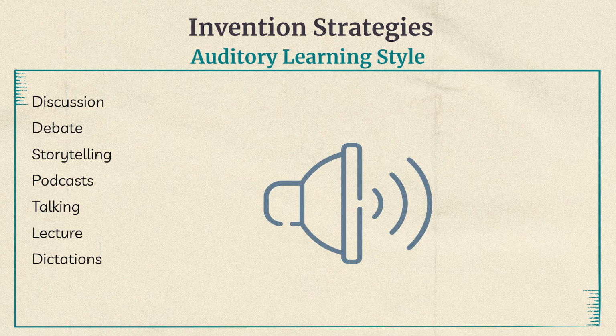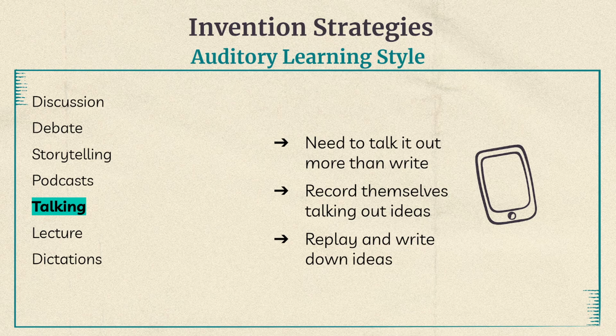Next, we have auditory learners. The first invention strategy we will discuss is talking. Jennifer Byrne suggests tapping into the oral tradition and having students talk through their ideas and what they want to write about. This can be recorded and replayed to get the ideas written down.